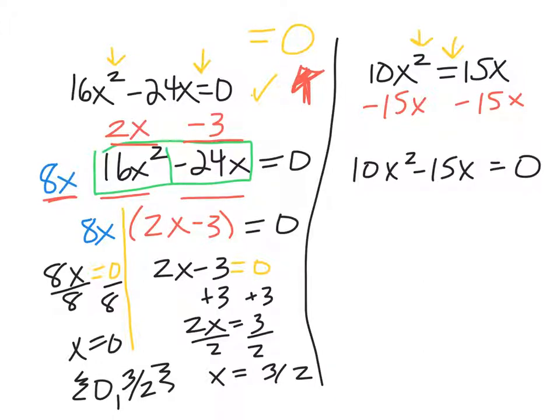Now I have two terms, and I notice that they're both divisible by 5. They both also have an x, so I'm going to draw my skinny box. What's the biggest thing that goes into 10 and 15? 5. What about x squared and x? We can take out an x. Now we fill in the top. What do I multiply to 5x to get 10x squared? 2x. What do I multiply to 5x to get negative 15x? Negative 3.